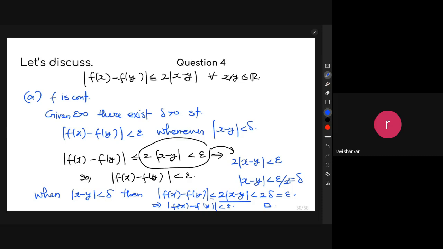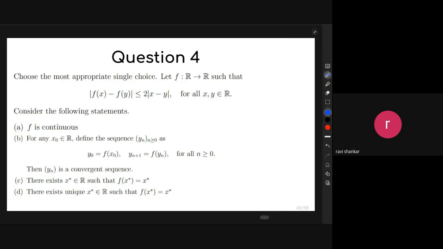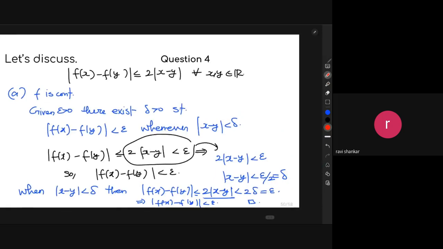Okay, so this is continuous, and I think every argument makes sense to all of you. So the a part is true. Okay, so we can choose this part. So a is true. Now what about b? So b is quite interesting.